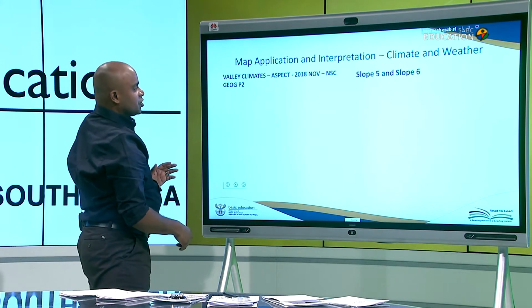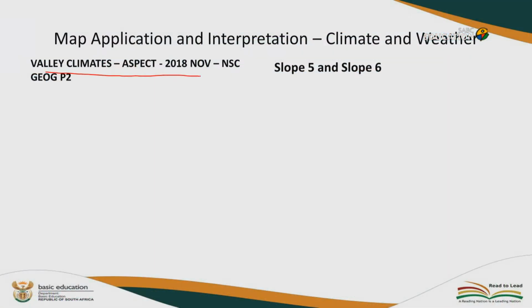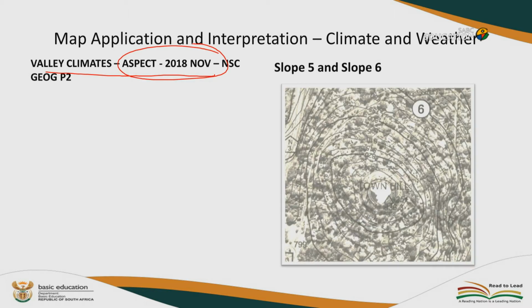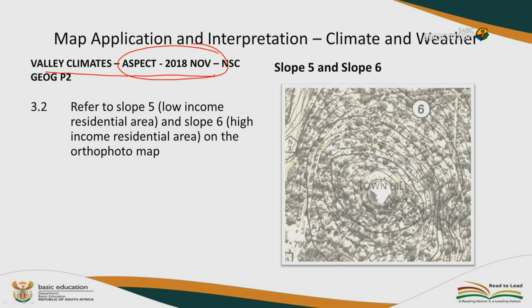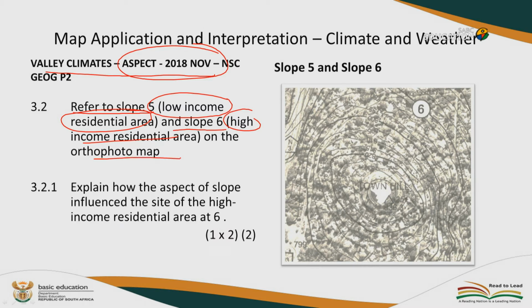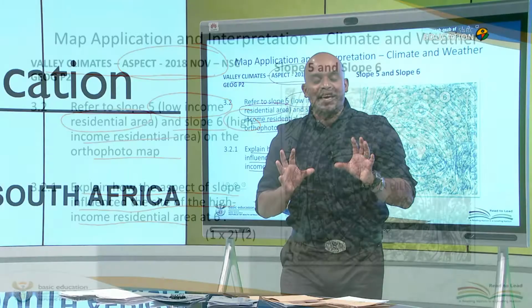So let's look at these questions. Again, in 2018, notice aspect was examined, which is a form of a microclimate. In this particular example, refer to slope 5, which is a low-income residential area, and slope 6, which is a high-income residential area on the orthophoto map. The question is as follows. Explain how the aspect of slope influenced the site of high-income residential area. Here's a form of integration which happened in 2018.